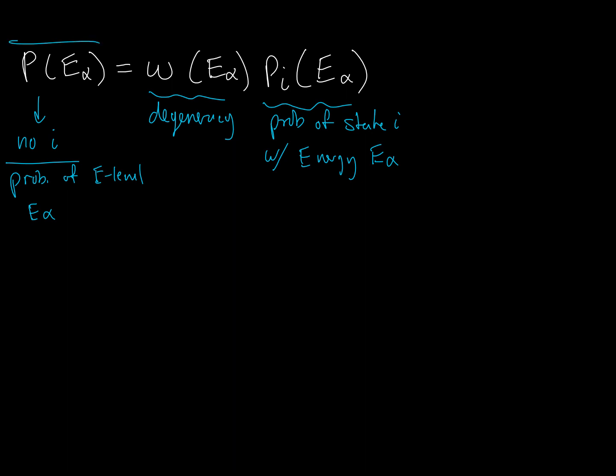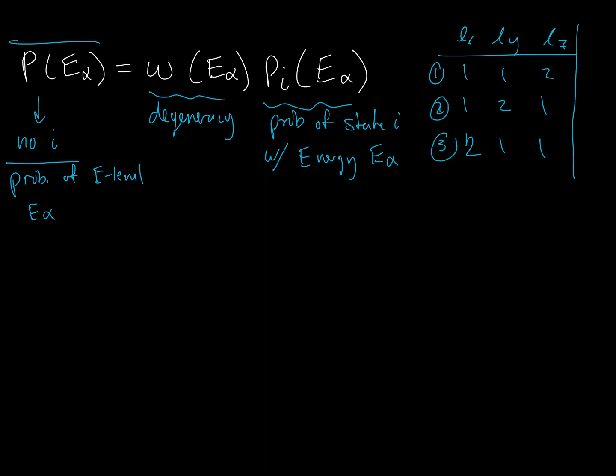If you recall, we had that Lx, Ly, Lz. Each of these corresponds to different energy states, but they all have the same energy level. This could be state 1, this could be state 2, this could be state 3, but their energy level was all the same, because it was the summation of L_i squared, from last lecture. Now this is for a particle in a 3D box.